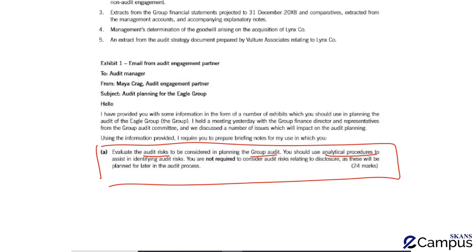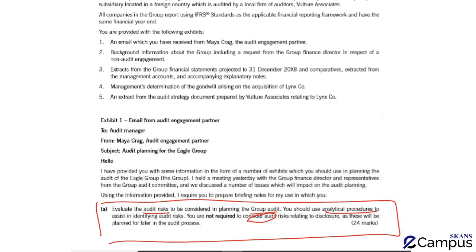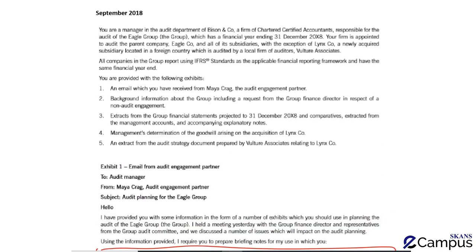You are not required to consider risks relating to disclosures as these will be planned for later in the audit process. So your examiner pretty much is saying that I'm not going to give you marks for any answers relating to disclosure requirements. So she's sort of putting in a filter in terms of what you can get marks for. So now I'm reading the case study the second time.